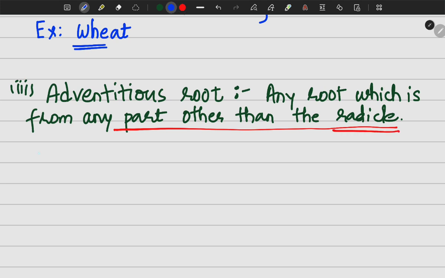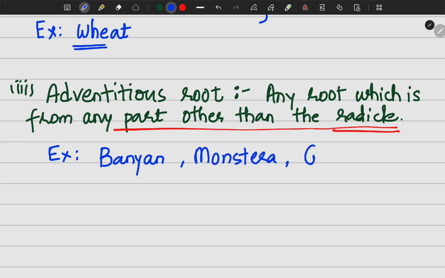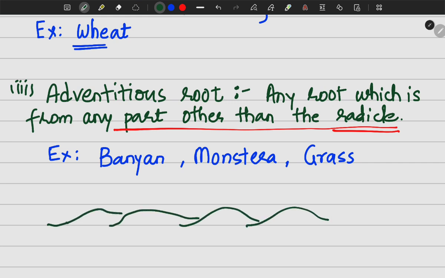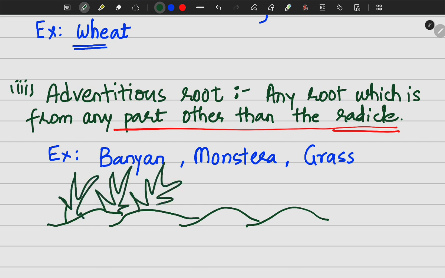Okay, so the examples given are banyan, monstera, and grass. So you must have seen grass in the garden or on the fields. So the grasses are like this, and they have their stems near the soil, and from their stems these small root-like structures come out.